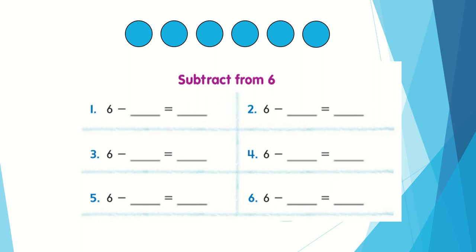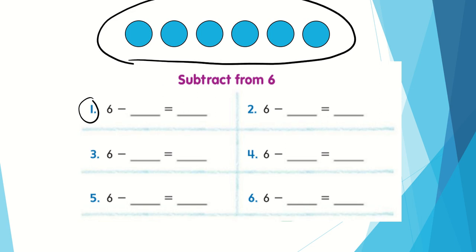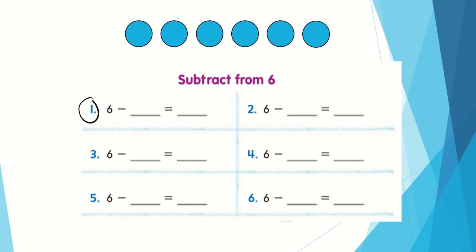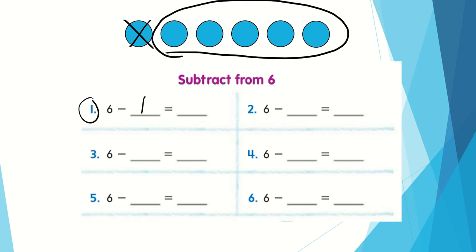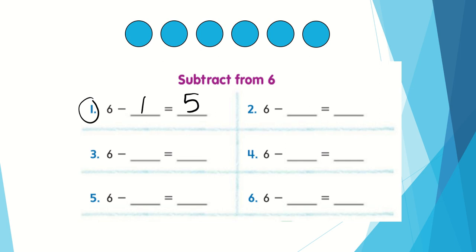So I have number 1 right here. What I want to do is use all of these pictures up at the top to help solve my problems. So let's do this. I have the number 6 minus, let's just start with 1. Take away 1 equals, how many do I have left? So I have 1, 2, 3, 4, 5. So 6 minus 1 equals 5. Awesome.